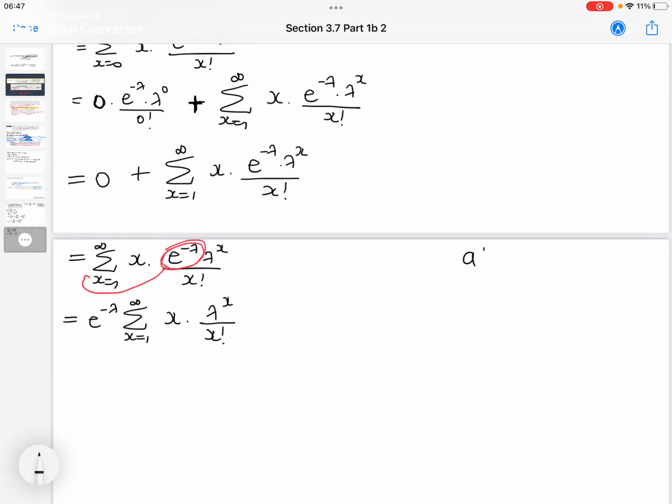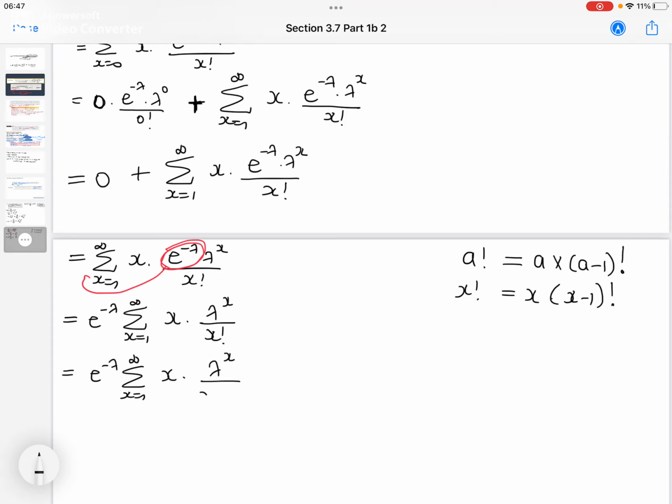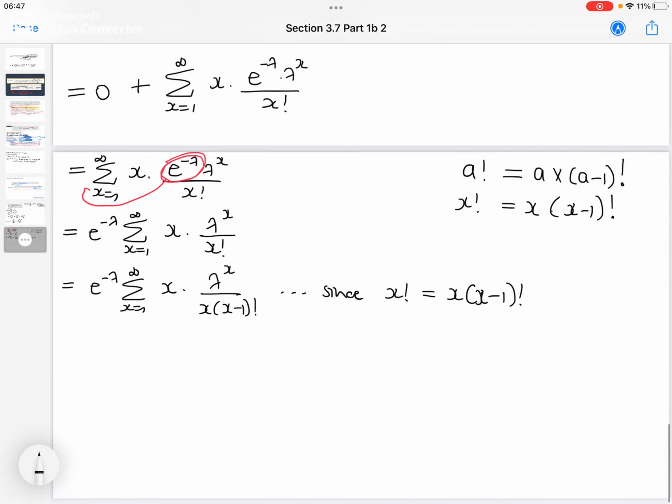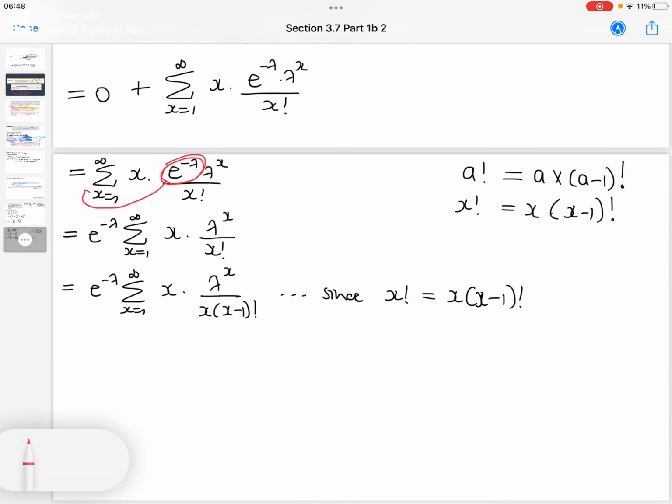So then we will use this result that says a factorial is equal to a times a minus 1 factorial. And so this means that x factorial is equal to x times x minus 1 factorial. All right? So now this is then equal to e to the power minus lambda times the sum, x equal to 1 to infinity, of the product x times lambda to the power x divided by x times x minus 1 factorial, right? Since we know that x factorial is equal to x times x minus 1 factorial. Now what can we do?